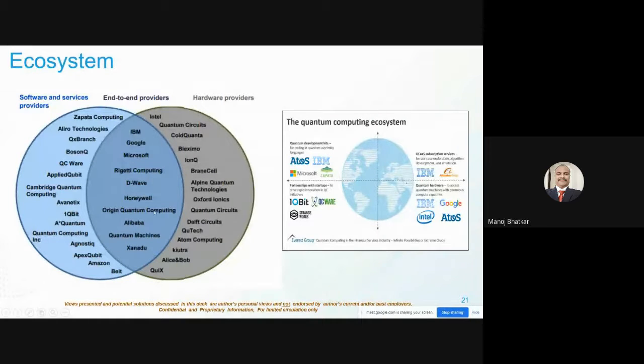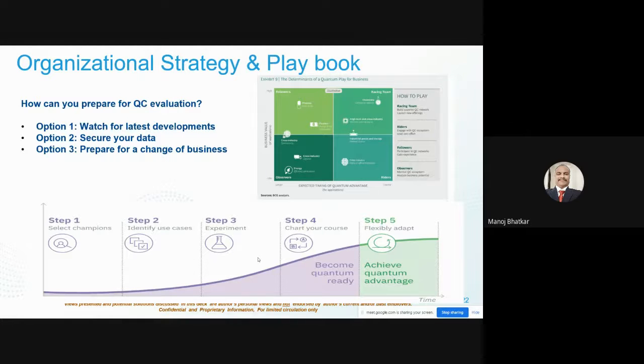Ecosystem, we already discussed it. Just make sure that the end-to-end providers will be between pure play consulting and service providers like Zapata and 1QBit, and IBM Qiskit, and IBM will be on this side also, which is pure play software, right? So that's why they are intersecting. Any interesting company you see, Atos, for example, they have their own hardware. I was not even aware that Atos has invested so much. So the basic point is, there is an ecosystem, there is an investment, and it's basically what is our strategy, how do we want to play this business, right?